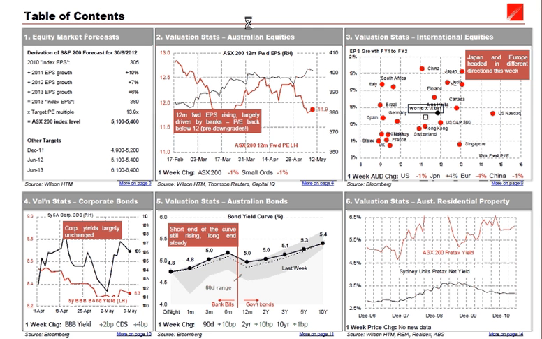What we're trying to do here is just have a quick 5-minute run through of the key issues for the week from the valuation dashboard, which tracks valuations from right around the world in terms of equity markets, bond markets, and residential property. Over this week, it's divided into 6 sections.